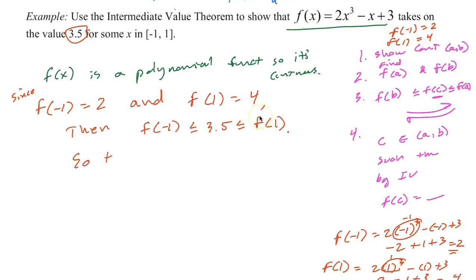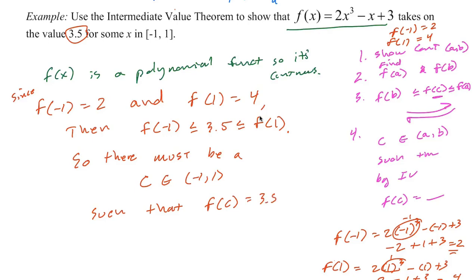So there must be a c within the little interval they gave us, negative 1 to 1, such that f of c equals 3.5 by IVT. So same process. Show it's continuous. We did that. It's a polynomial function. Find the two values to make sure it works. In this case, I did f of negative 1 and f of 1. I got 2 and 4. They want to show that 3.5 fits. It does. 3.5 is between 2 and 4. So you just say that. Then f of negative 1 is less than 3.5, which is less than f of 1.